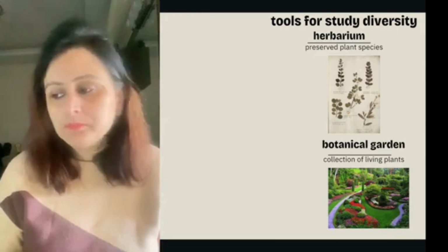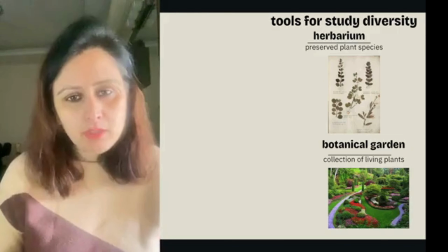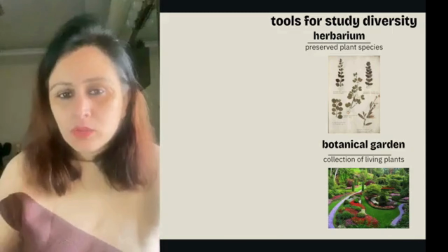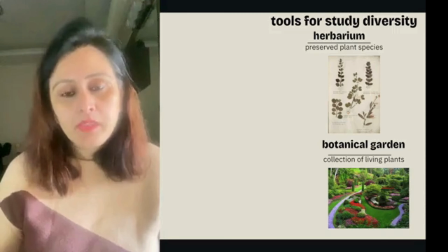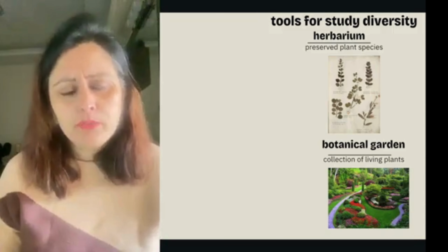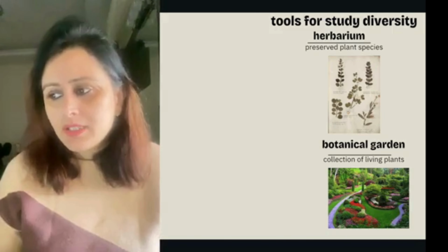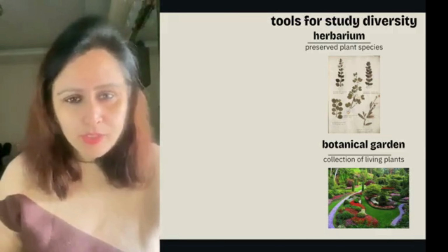On the counterpart, the botanical gardens, we know, we might have visited also. उसमें क्या होता है? पौधे लगे होते हैं. They are the living plants, right? So an abundant variety of plants are grown so that they can be studied and they can be enjoyed otherwise also.